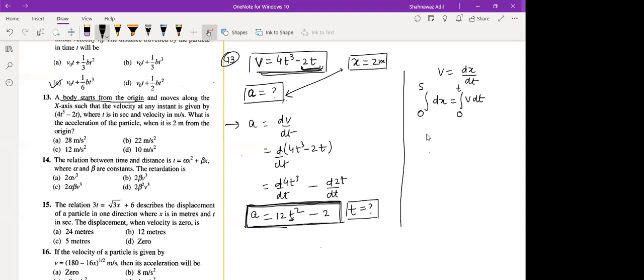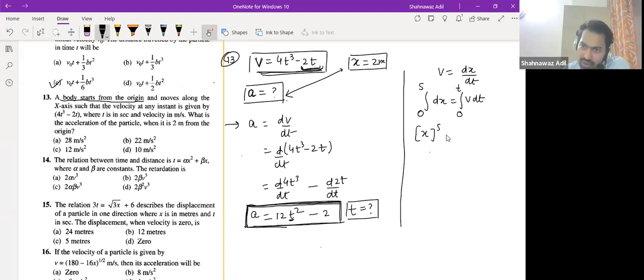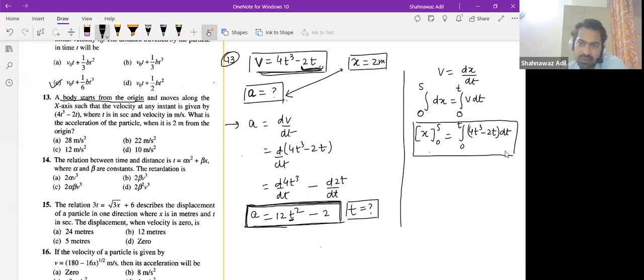No, sir. So this integral, you know, is x from 0 to S and v is 4t cube minus 2t. Quickly calculate and tell me what this integral would be. Yes, sir, calculating.